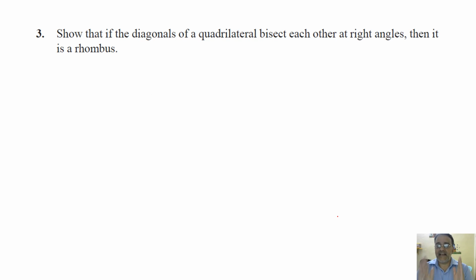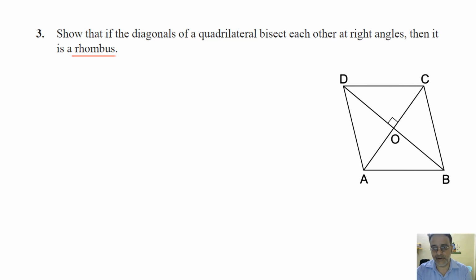Show that if the diagonals of a quadrilateral bisect each other at right angles, then it is a rhombus. This is a 5 marks question, important for 5 marks. Look carefully, we have to prove a rhombus. So for a rhombus, what do we have to prove? First, parallelogram. Second, all sides are equal. Okay, so let us start with proving parallelogram.